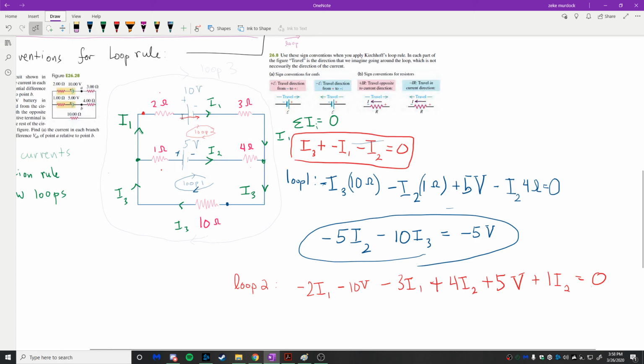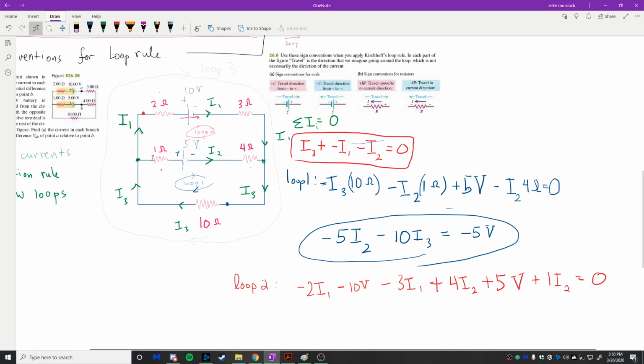Okay. When we get to this one, it's negative 3I1. We get to here, in the branch between this point and this point, the current is flowing to the right, but our loop direction is this way. So if we're going that way, from this point to this point, we're going upstream, so we get plus 4I2, right? That's this one right here. When you travel opposite to the direction of the current, you're going upstream. You get plus 4I2. And then going to here, we're going from negative to positive, so we get plus 5.